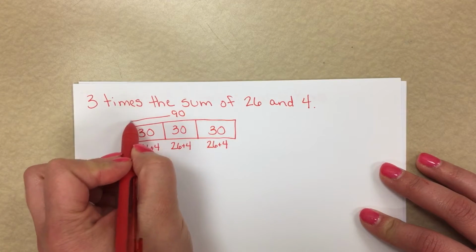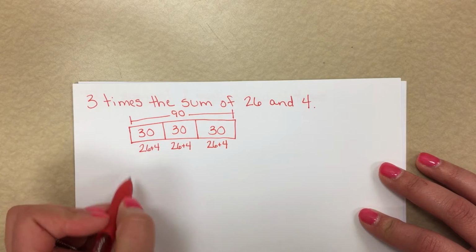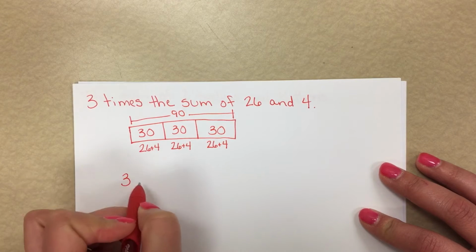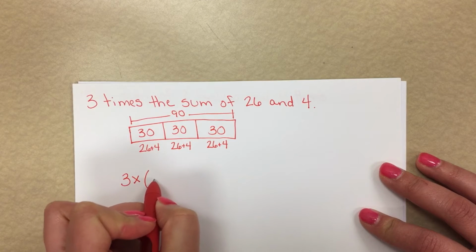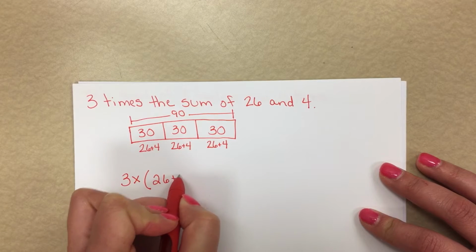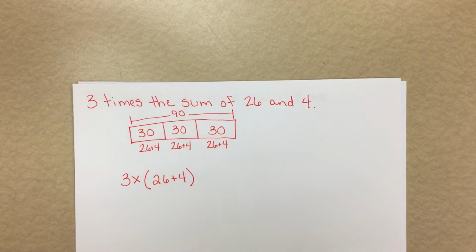So 90 would be my answer for that entire diagram. Now, the way that they want you to figure it out is they want you to be able to convert this into an order of operations problem. So if I was converting this into an order of operations problem, I would want to be able to say that it is 3 times the sum of 26 and 4. My parentheses are really important here because I need to add 26 and 4 before I multiply by 3.